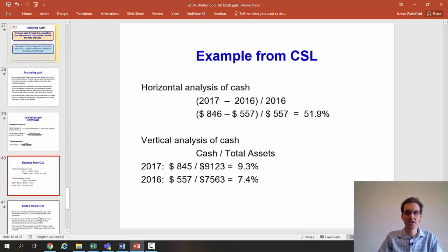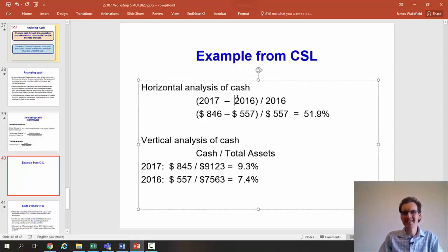With vertical analysis, what you're looking at is what proportion of cash you have compared to your total assets in a business. So for example, if we look at CSL here, it shows from 2016 to 2017, they had a substantial increase in their cash holding. It increased from $557 million to $846 million. So a 51.9% increase in cash. That is massive.